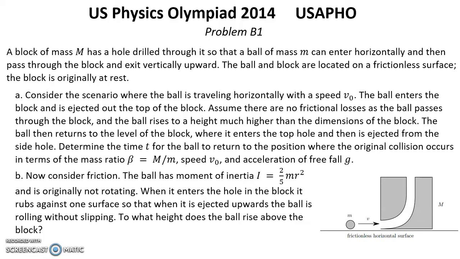Question B. Now consider friction. The ball has a moment of inertia I equal 2/5 m r squared and is originally not rotating. When it enters the hole in the block, it rubs against the surface so that when it is ejected upwards, the ball is rolling without slipping. To what height does the ball rise above the block?